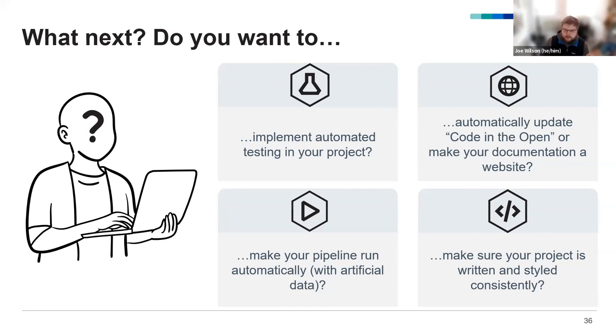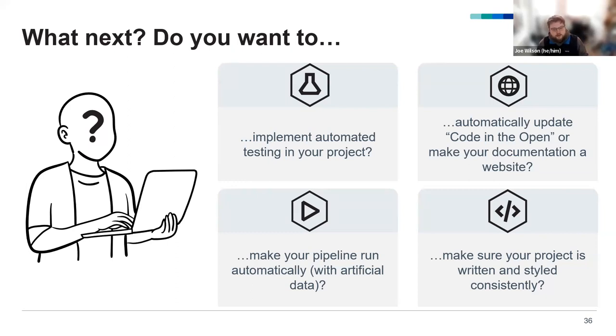Or if your pipeline uses publicly available data, then you might want it to run automatically. Although do bear in mind that if it's processing a lot of data, that might start incurring costs for you. So have a look into the free usage you can get from GitHub with your actions. It might be the scenario where you want to host your own runner or something like that. But something to keep in mind.